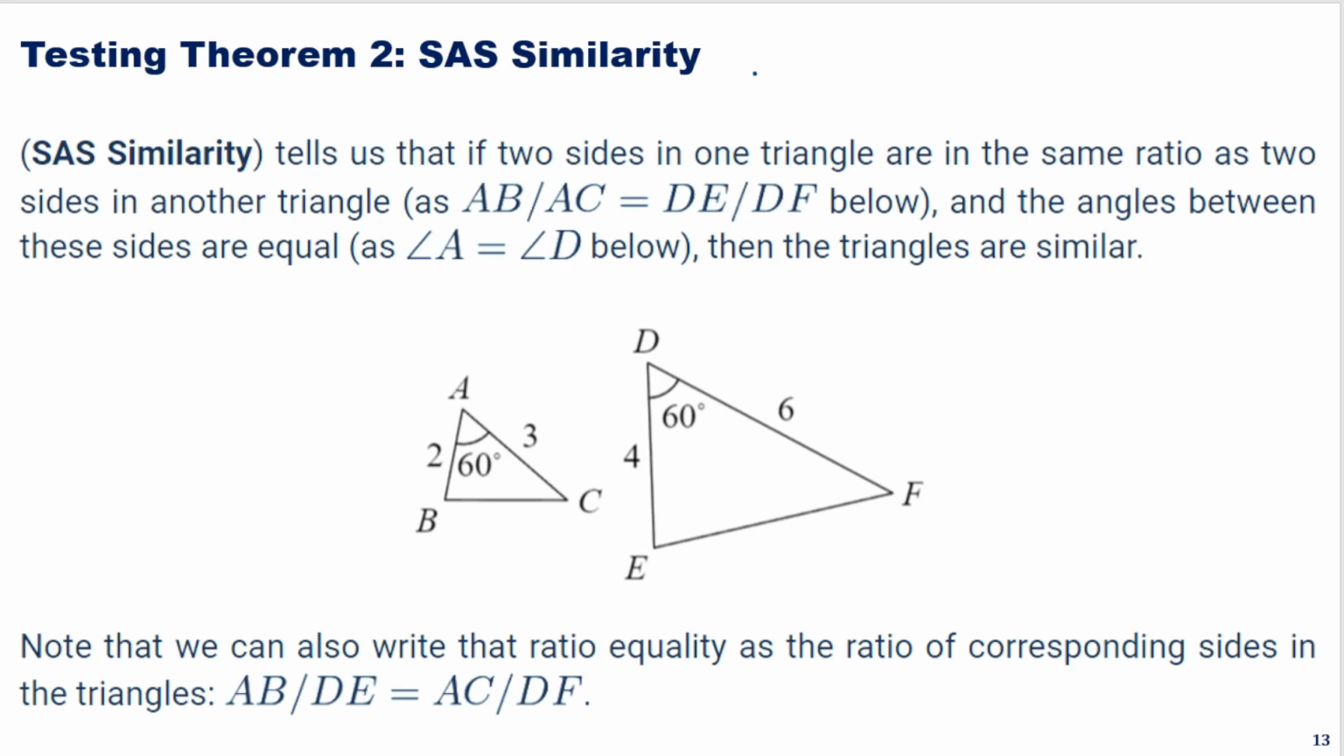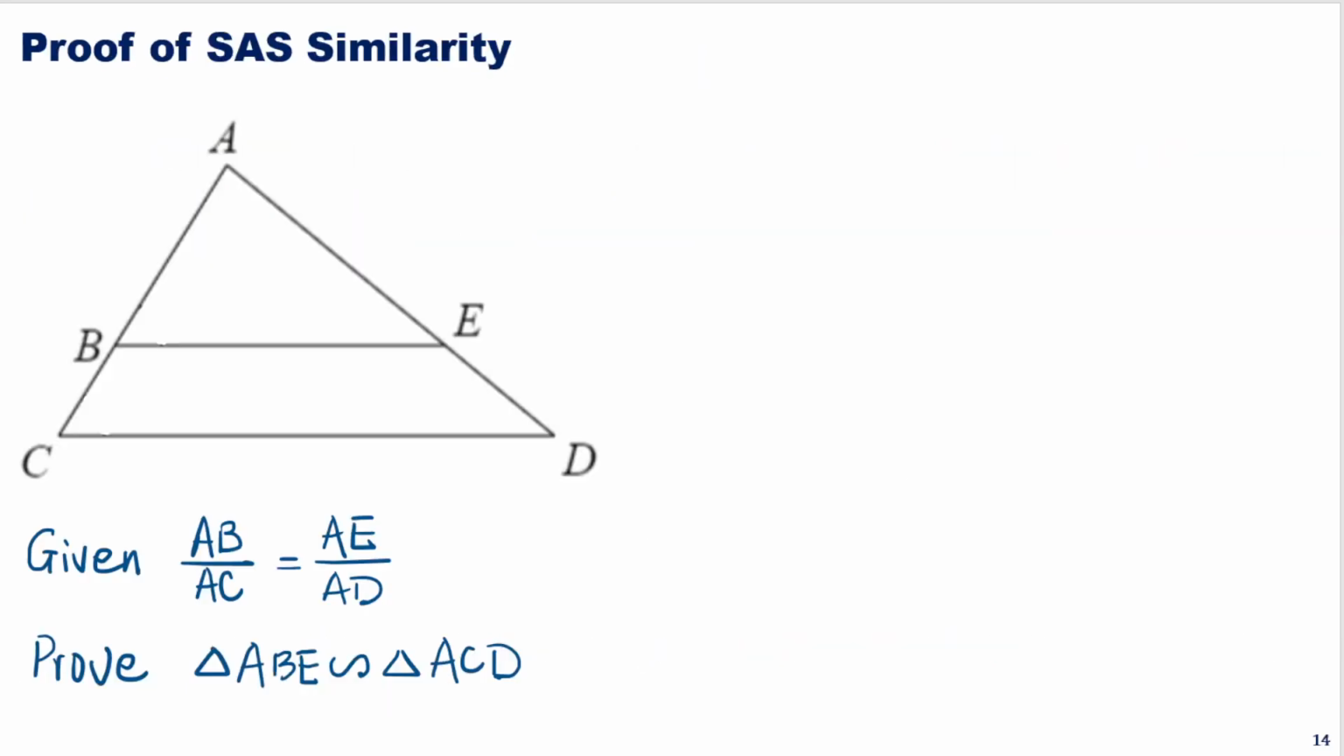Note that we can also write that ratio equally as the ratio of corresponding sides in the triangles. For example, you could also write AB over DE equals AC over DF. They are actually the same thing. Then this is called SAS similarity. But because of the time constraints, I'm not gonna provide the proof here. You can read my proof after this lesson, okay?